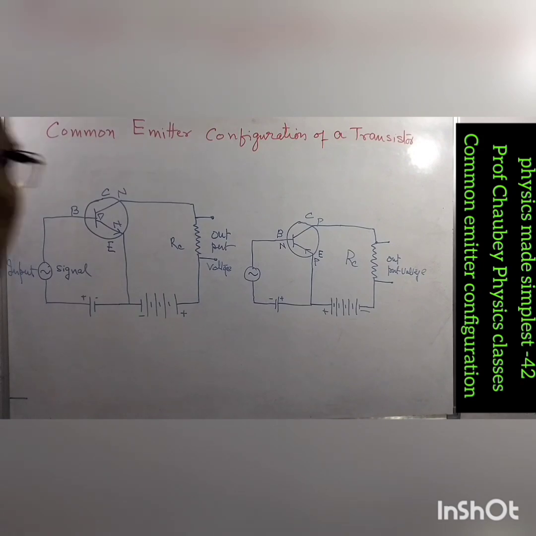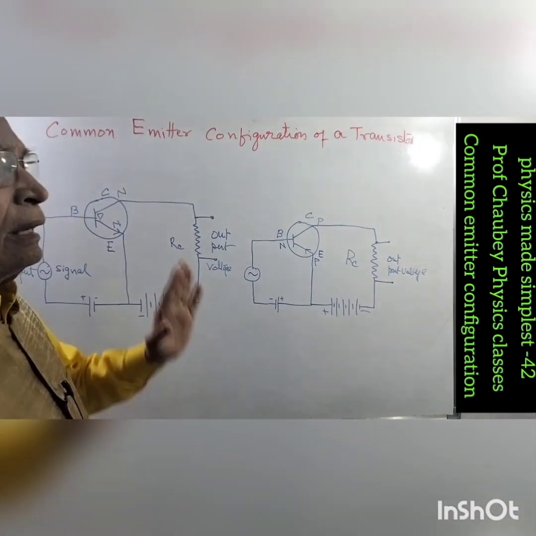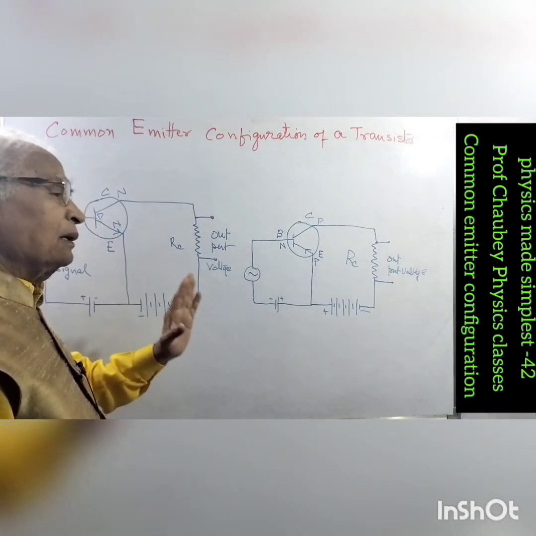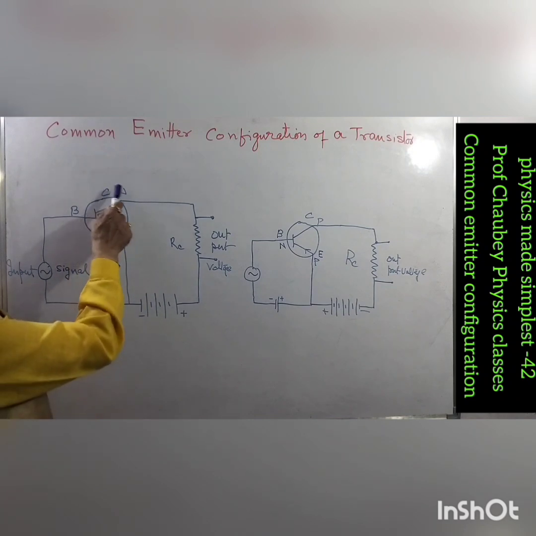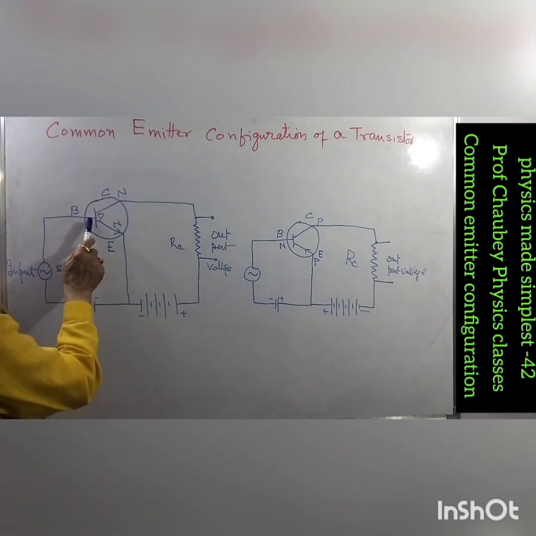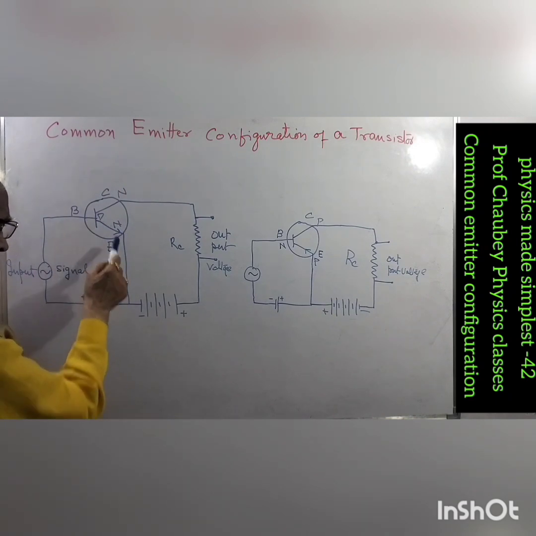Common emitter configuration means, of course, the emitter is common in the collector and base circuit. You see, I am showing here an NPN transistor. Here this is the base, this is the collector and this is the emitter. The arrow is showing the current flowing out like this.